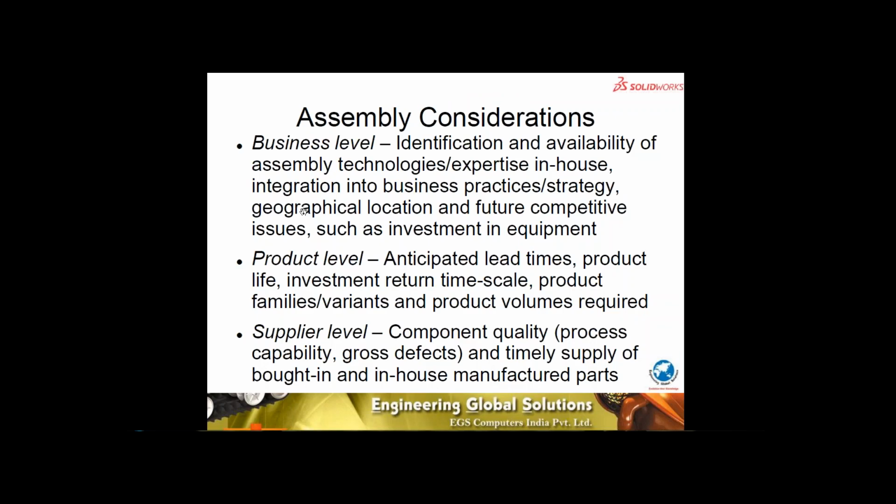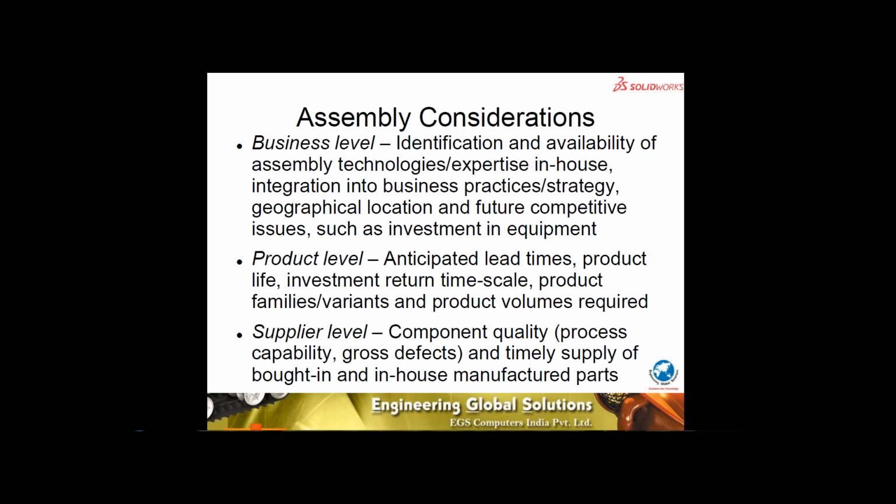Now comes the assembly considerations. Business level considerations, product level considerations, and supplier level considerations are three different drivers that help us to understand the assembly constraints when we put together the design. The business level considerations are identification and availability of assembly technologies and expertise in-house, integration into the business practices and the strategy, the geographical location, and the future competitive issues such as investment in equipment.